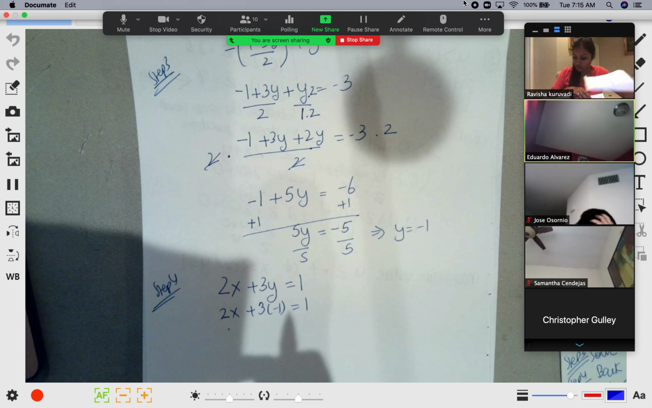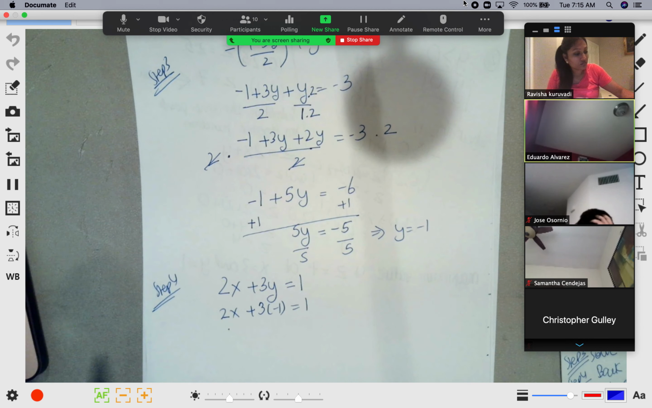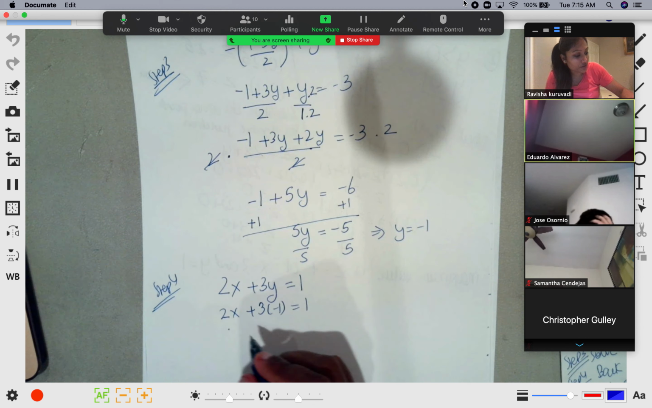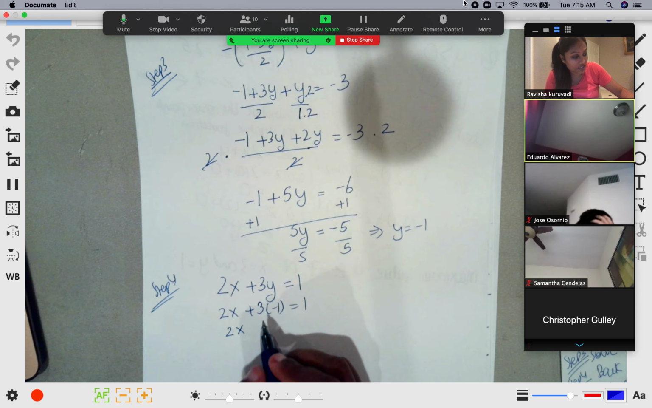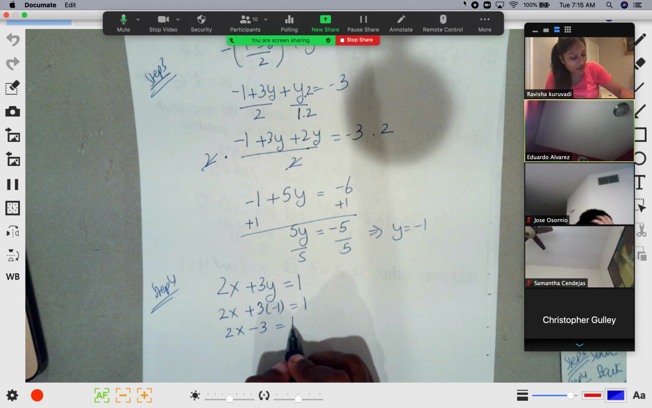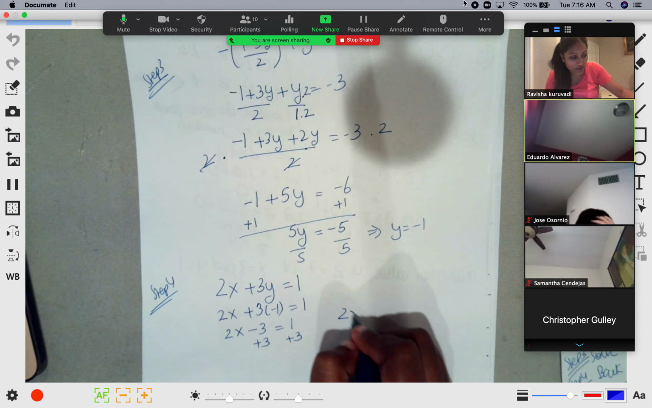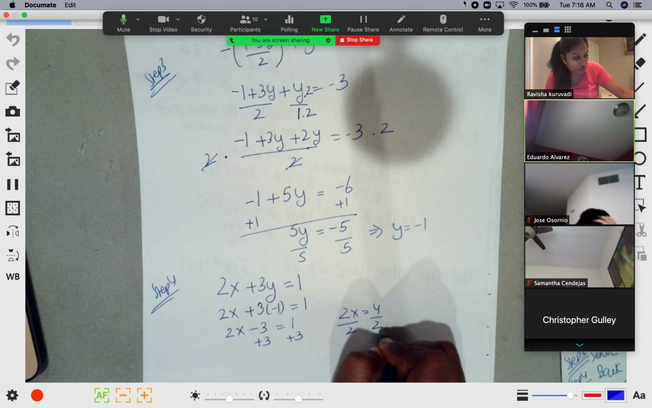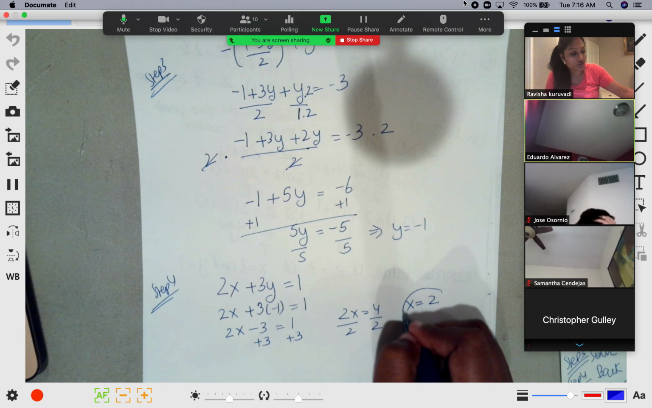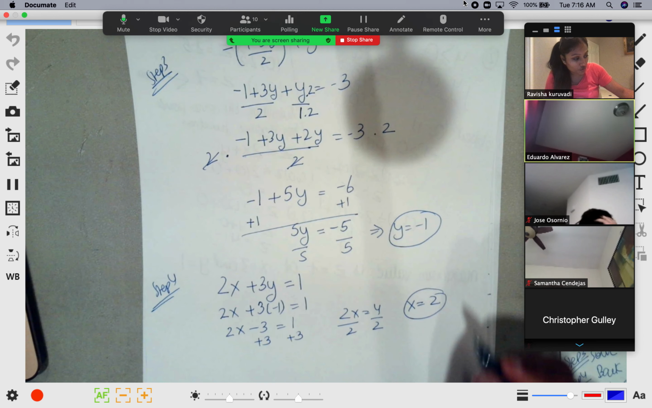It will be 2. X equals 2. Okay, so how did you do it? 2x, this 3 times negative 1 is negative 3, is equal to 1. Then you added 3 on both sides. You got 2x is equal to 4, divided by 2. You got x is equal to 2. Correct. So you got your answer as 2, negative 1.